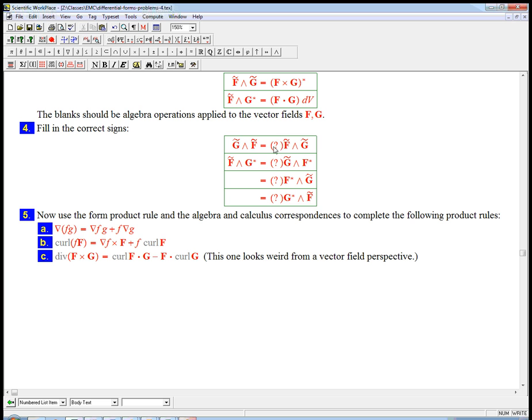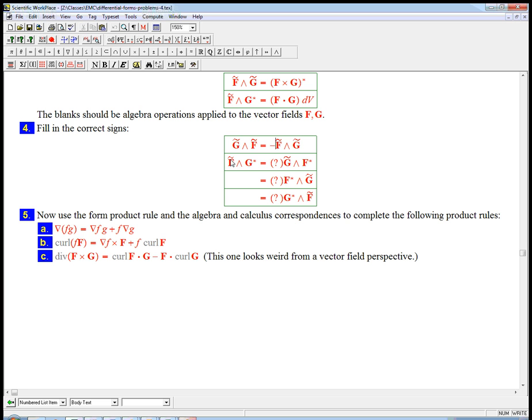So real quick, very easy one. Let's fill in the right signs here. G and F, if they're one forms, they're going to anti-commute. And so this should be a minus. And that makes sense because we know that's what the curl does. So for my money, that's an explanation of why the curl is anti-symmetric.